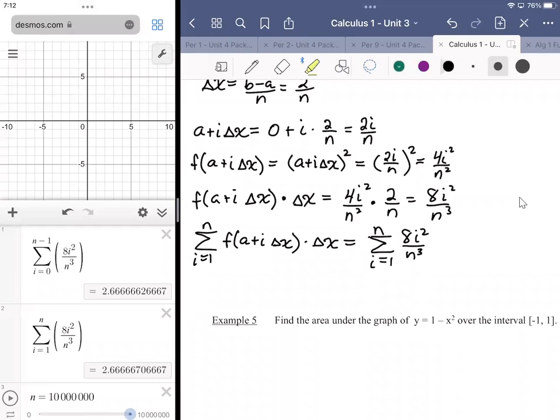So I'm going to factor out an 8 and an n cubed. All right. So this would be 8 over n cubed times the sum from i equals 1 to n of i squared. This means the same thing. All right. These two are equivalent. So the thing that varies within the summation is the i. That needs to stay. Everything else can go.